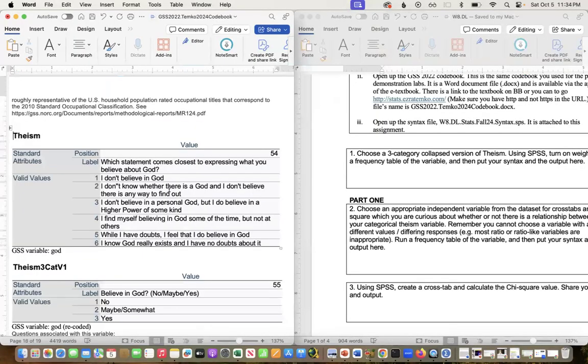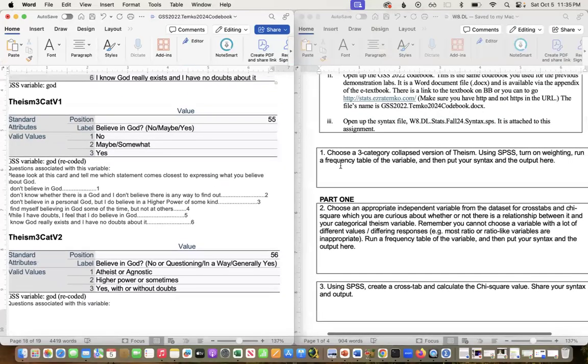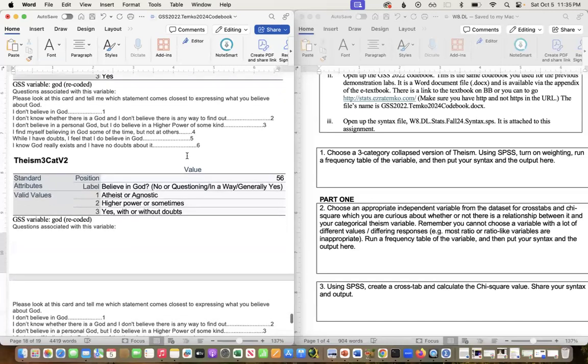And again, we wouldn't want to use any variable like age or hours worked or income that hasn't been collapsed into categories. So we're going to use one of these 3 category ones. This is the same variable as this one, it's just collapsed. I'm going to choose this one.